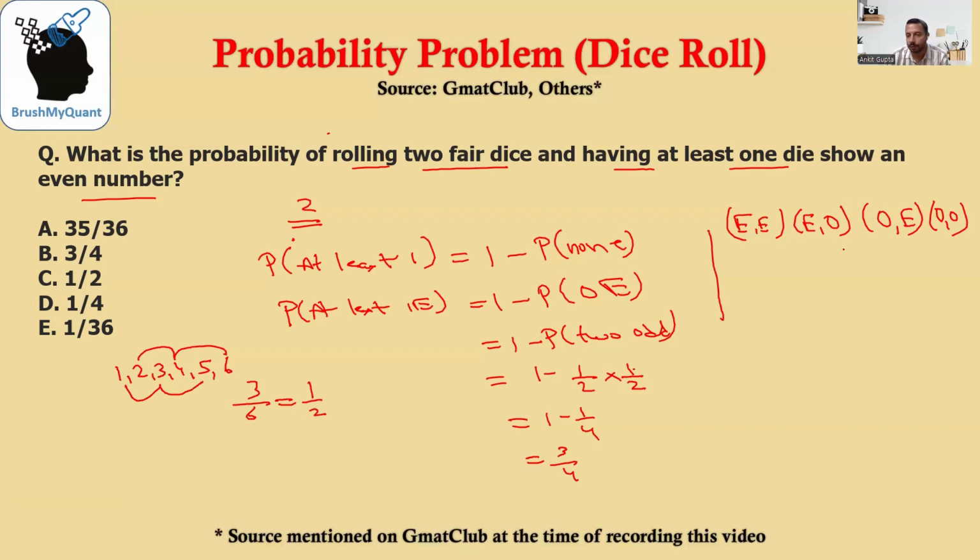That means if you have to find the probability of getting at least one die to show an even number, any of these three cases are possible. Since there's an equal probability of all of these cases happening, the overall probability will be equal to 3 by 4. So the answer will be option number B.